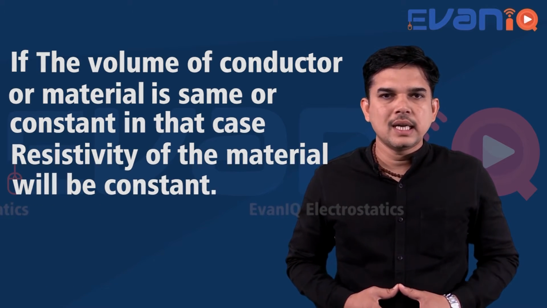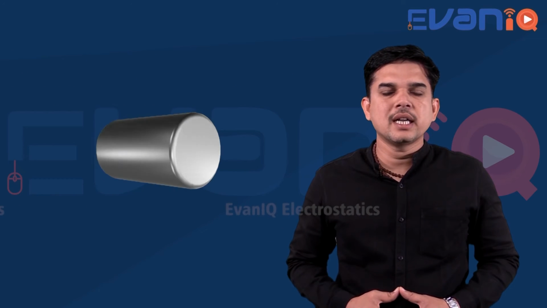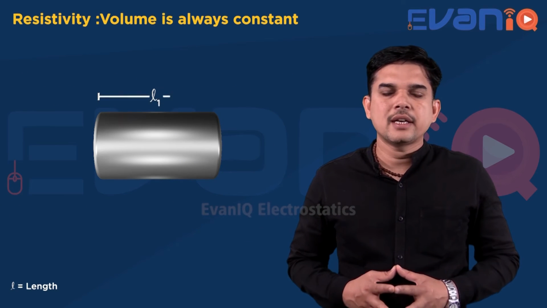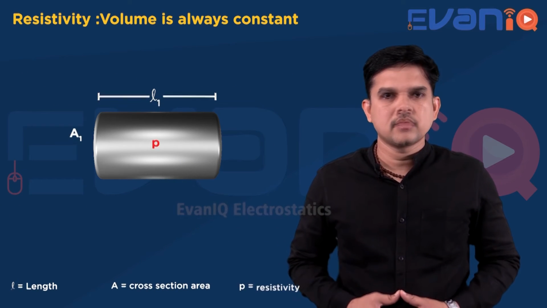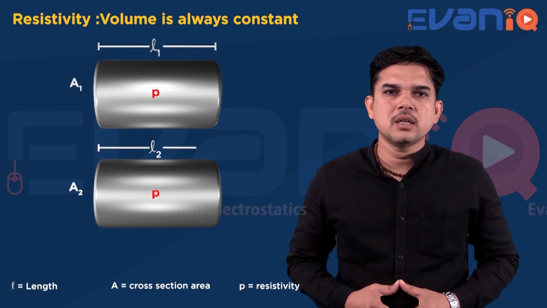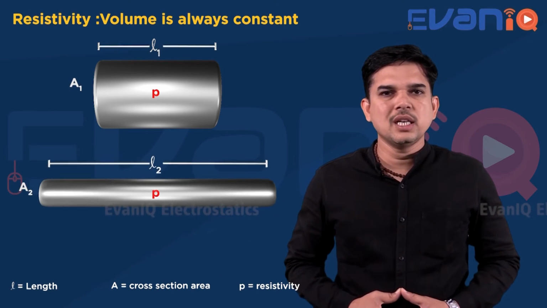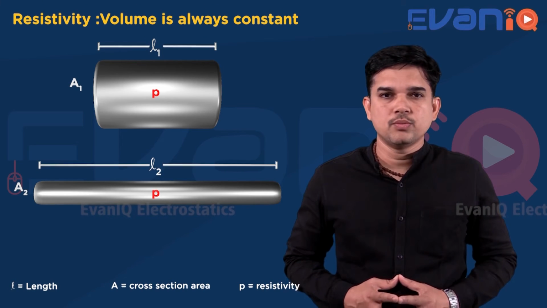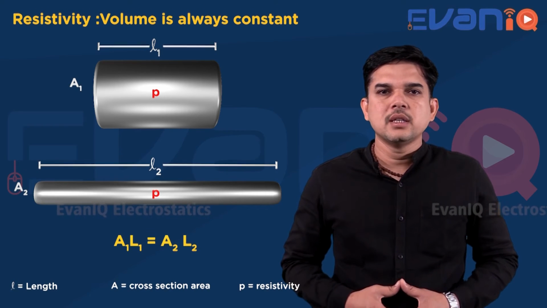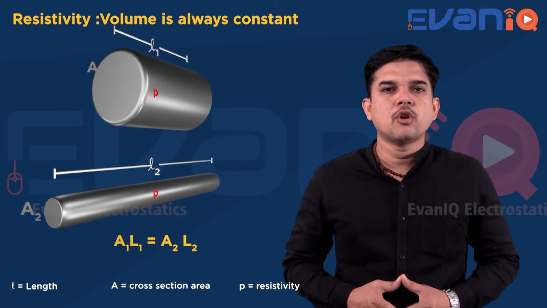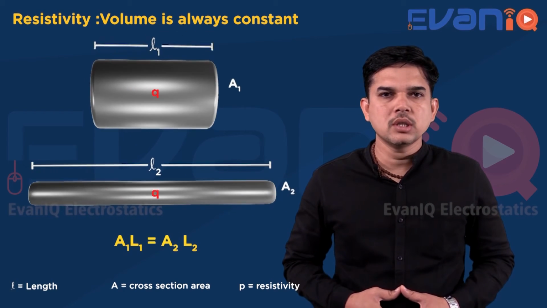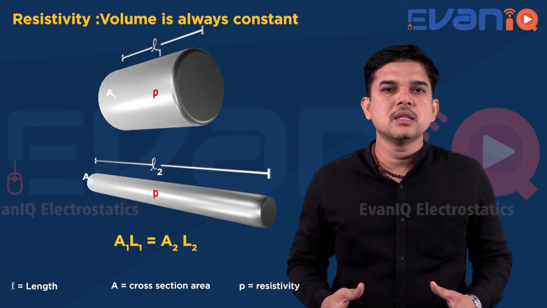For example, let us take a cylindrical conductor of length L and cross-sectional area A. Now stretch the conductor and draw it up to length 2L, then the cross-sectional area becomes A by 2. In that case, the resistivity will be the same for both conductors because the volume of the conductor is the same or constant.